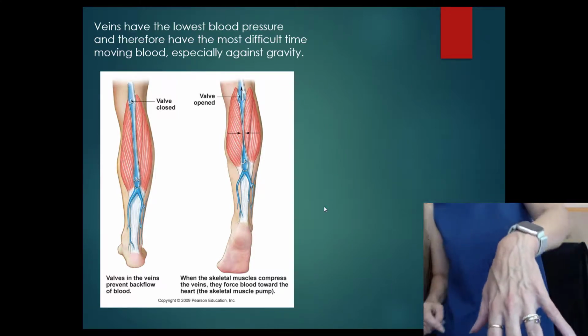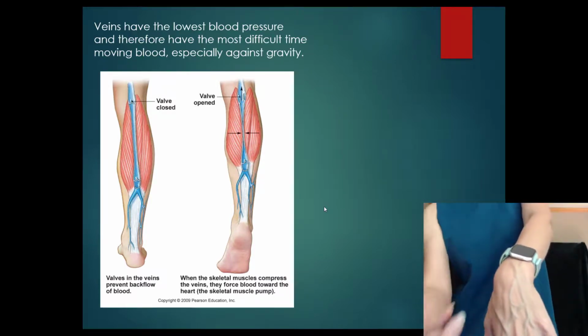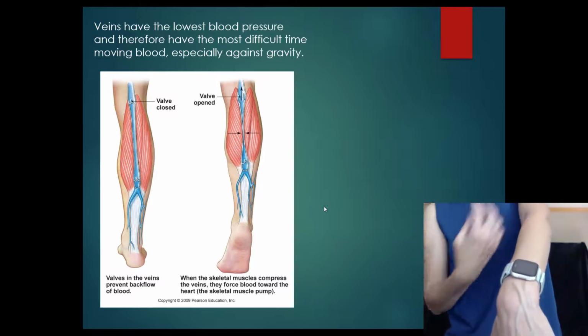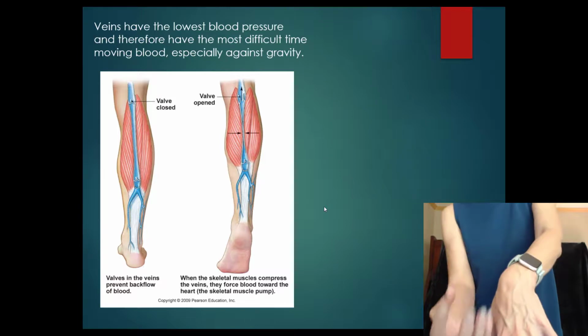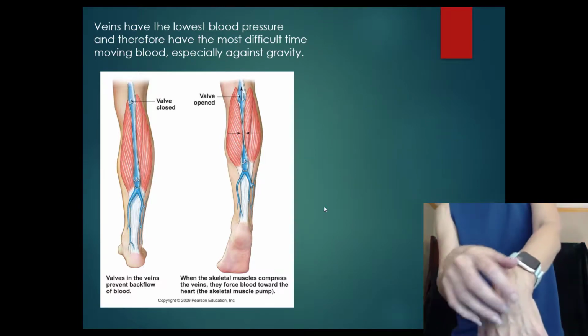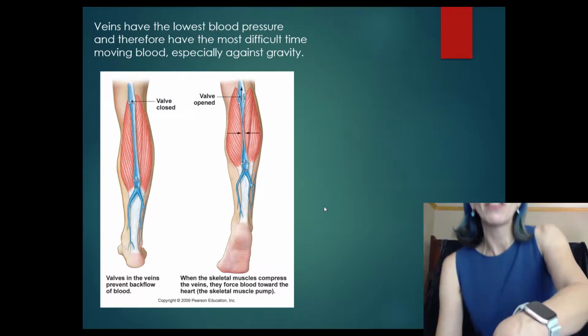Now, why are your veins popping out? Your veins are popping out because you are having to fight against gravity to move that blood back up. And because there's not a lot of pressure in the veins, they are going to pop out like you can see here with blood. Now, watch what happens when I do this.